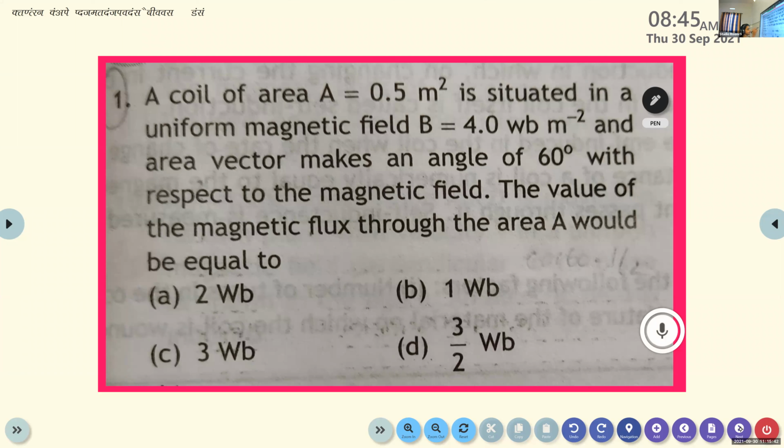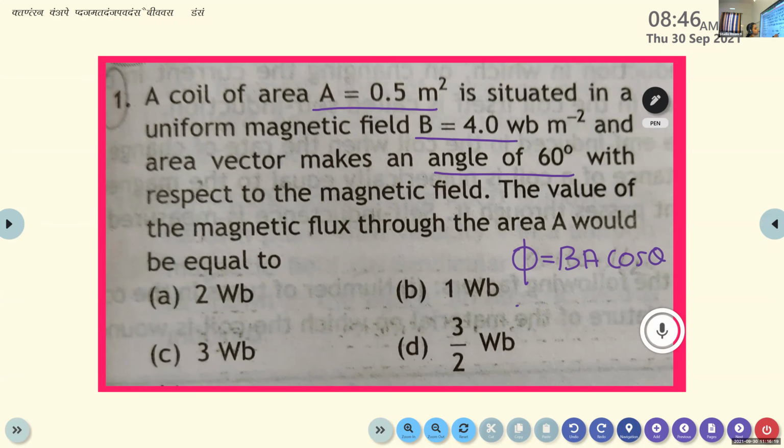So what parameters are given here? Area is given, magnetic field B, and the angle between them is 60 degrees. So here we want to calculate the value of magnetic flux through the area A. What is the equation for calculating the magnetic flux? Phi is equal to BA cos theta.